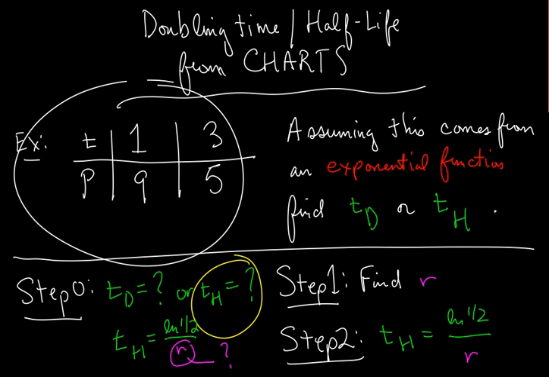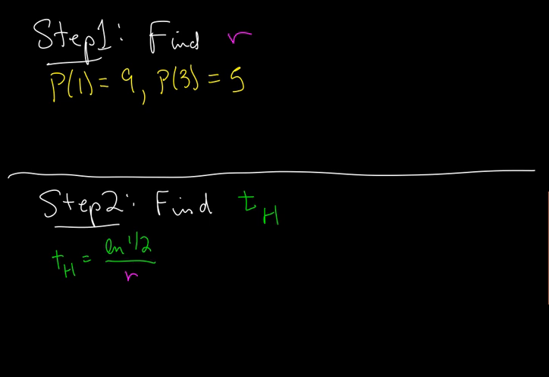So let's move on to step 1. We're going to find R. Well, we know that when you plug 1 into the exponential function, you get 9. When you plug 3 into the exponential function, you get 5. Remember that the exponential function will take this form, p0, which is the initial value, times e to the rt. Remember, r is the thing we don't know, and p0 actually wasn't given to us.